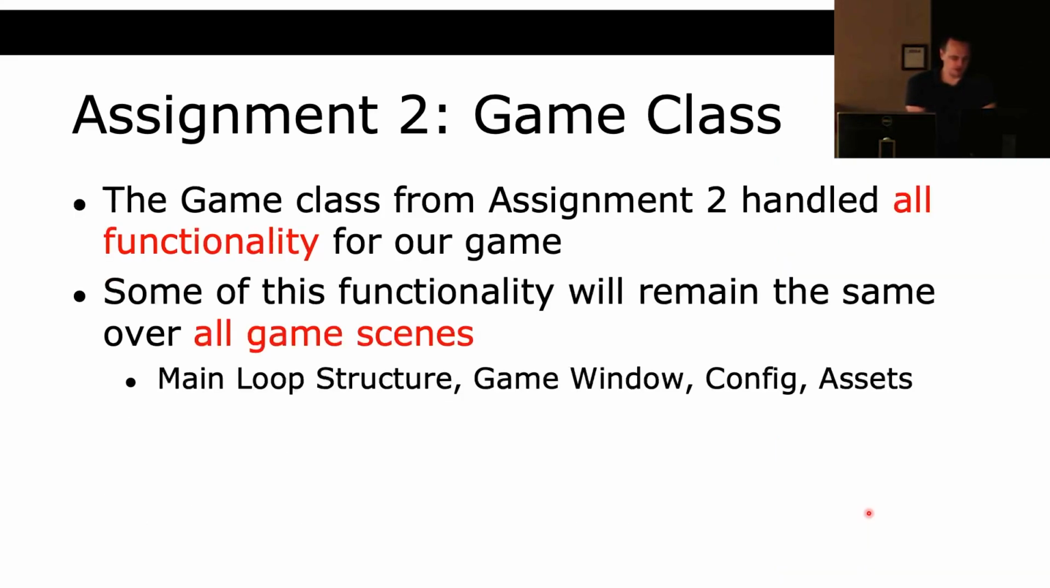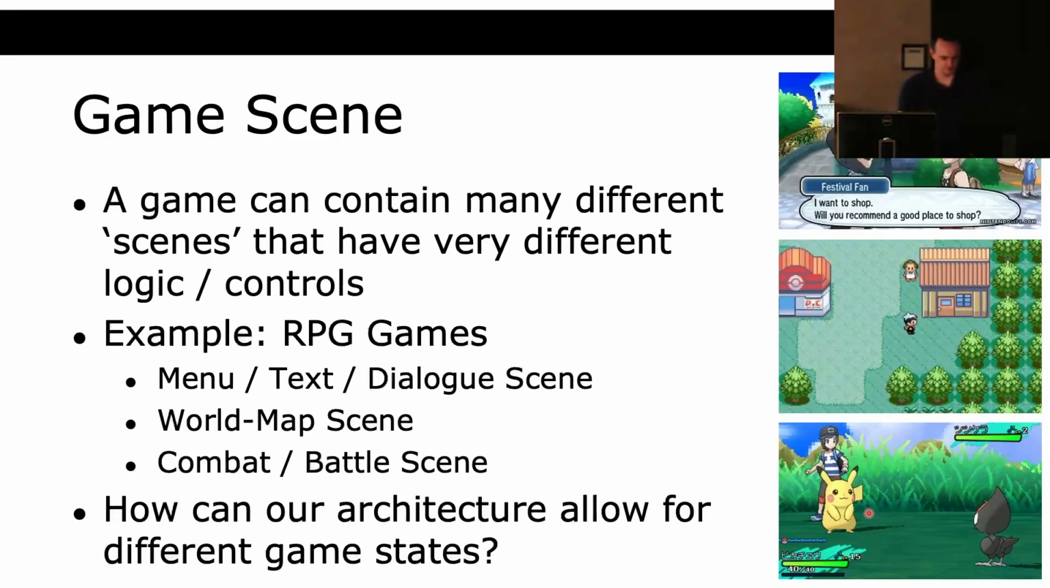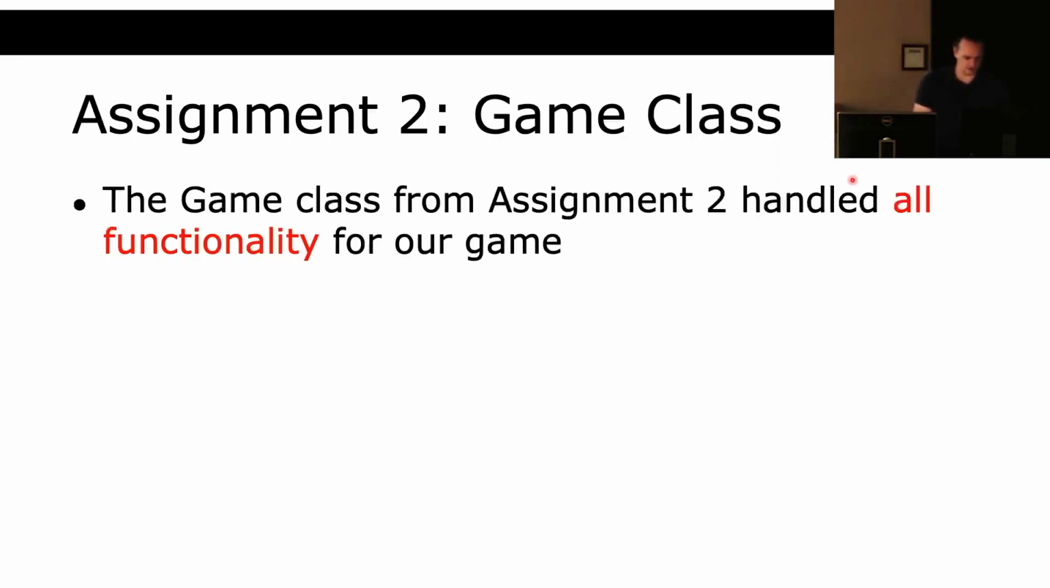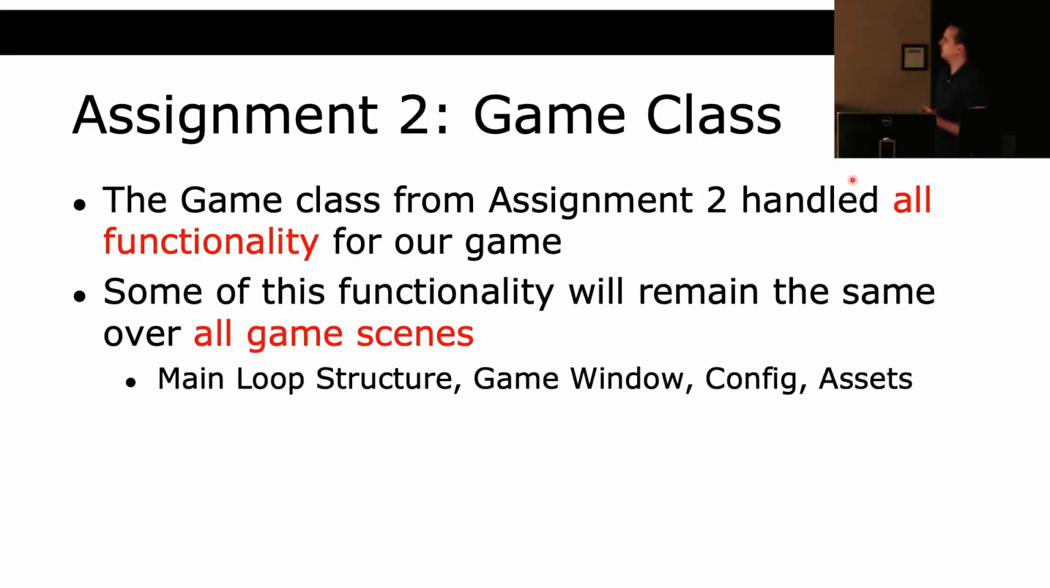So in assignment 2, the game class handled all the functionality. And if you think about these different game scenes, a lot of the functionality that we want is still the same for each scene. It's just that things like game mechanics or user input are going to change, right? So there's still similarities there. The game class for assignment 2 handled everything, but if we do want different scenes, maybe we could take advantage of inheritance or something like that.